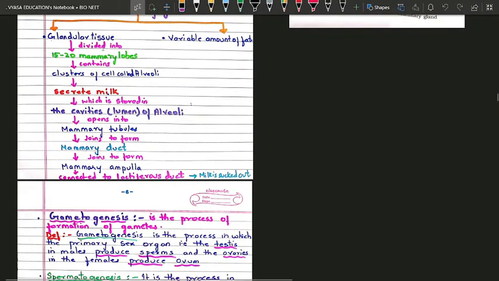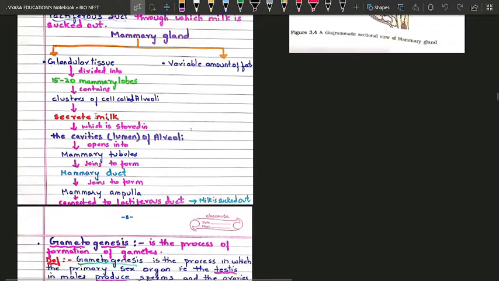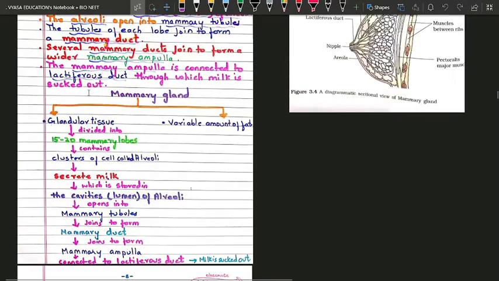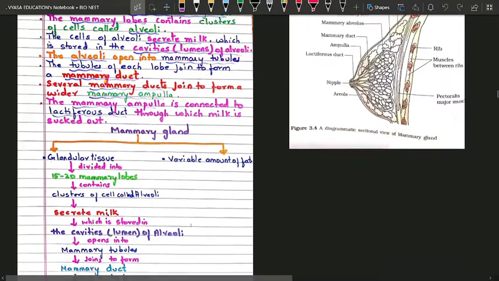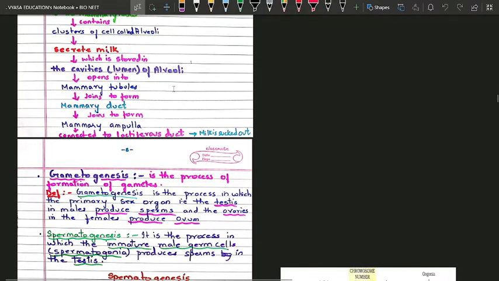I have just made a short form of all this. Glandular tissue, 15 to 20 mammary lobes, then clusters of cells called alveoli secrete milk. Where it is stored, it is open, joins to form. So once go through this flow chart also.